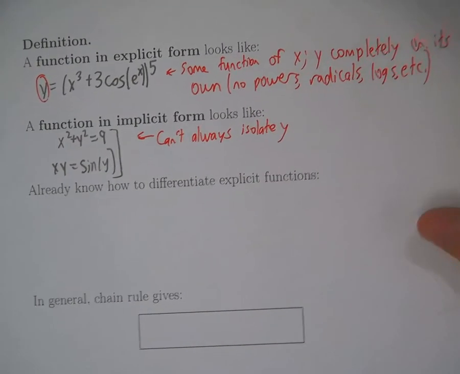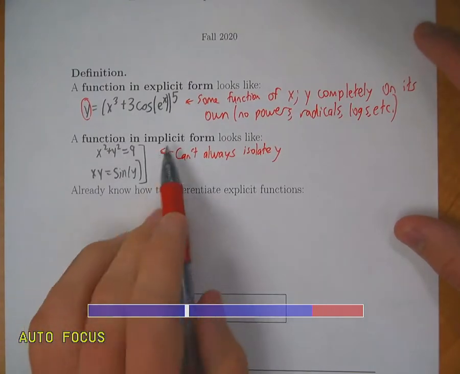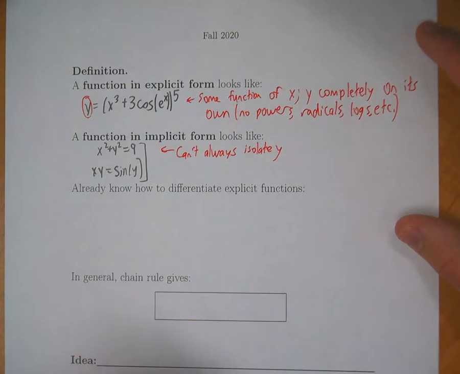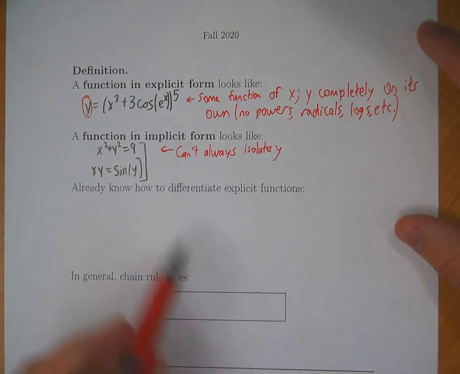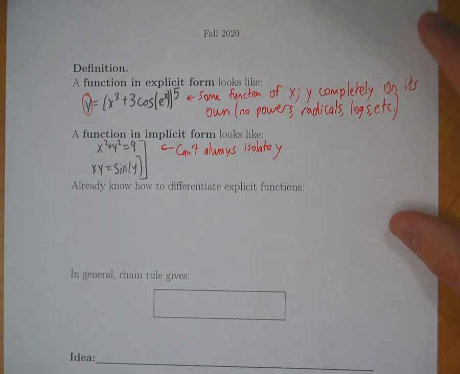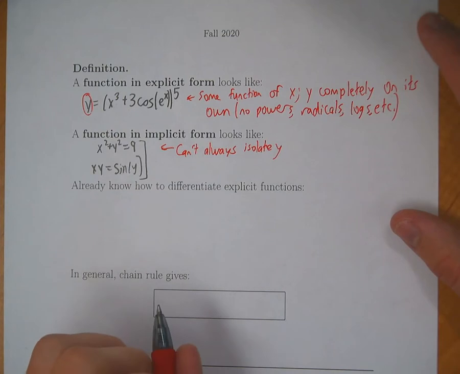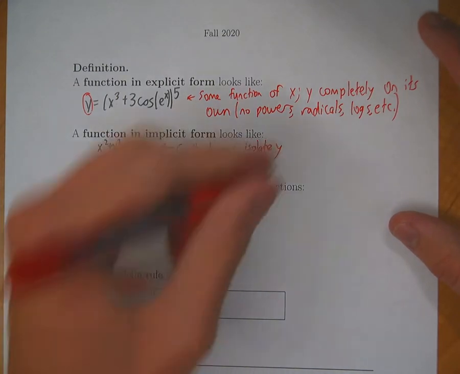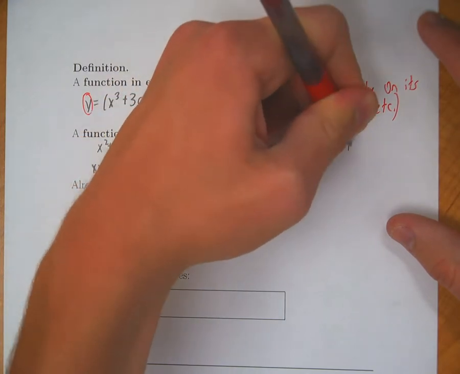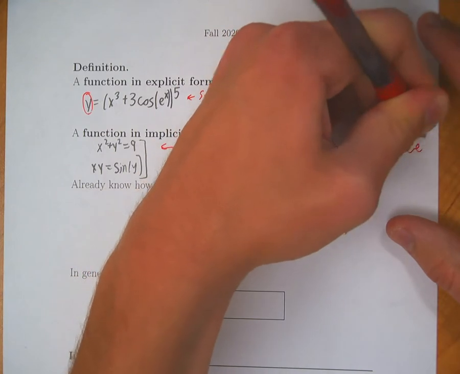So here's the caveat with this. In a function in explicit form, well, we already know how to differentiate that. We're going to have to use chain rule, we got to use power rule, we got to use all these derivative rules that we've already established. But with a function in implicit form, we have to be careful in differentiating this. So how to find dy over dx here? Okay? Right.